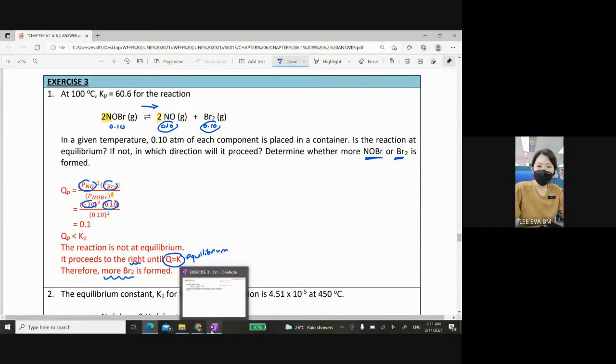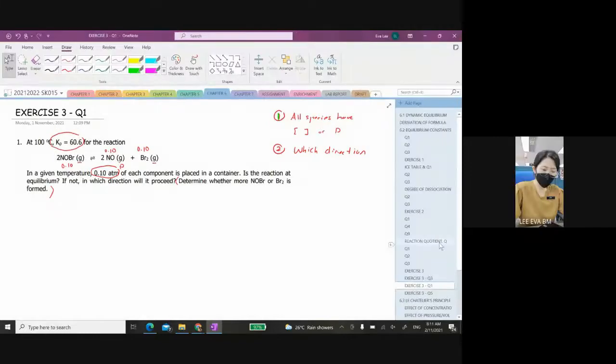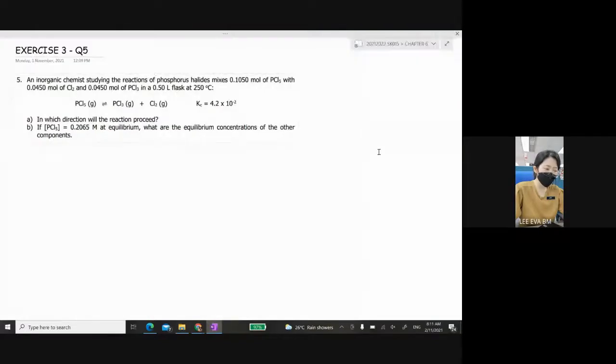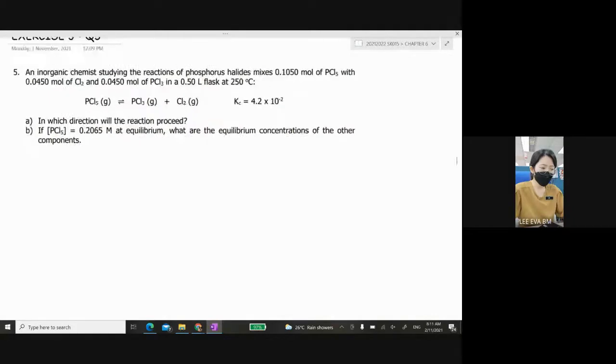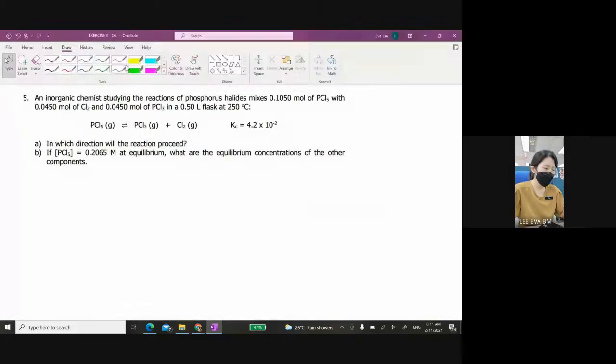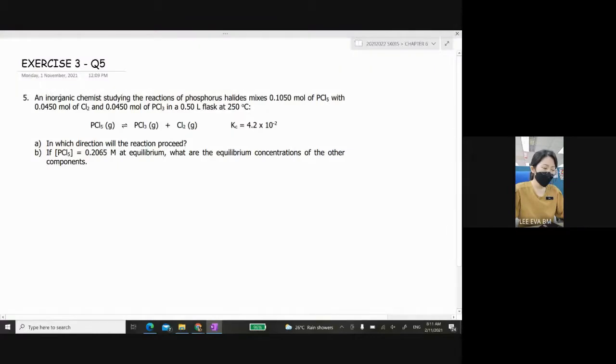Alright, so any question for question number 1? Any questions? No. Okay, if no question, then we look at question 5. So first of all, again, we want to interpret the question. An inorganic chemist is studying the reactions of phosphorus halide mixes: 0.1050 mole PCl5, 0.045 Cl2, 0.045 PCl3. So volume is also given. Now over here you have 0.50 liter.